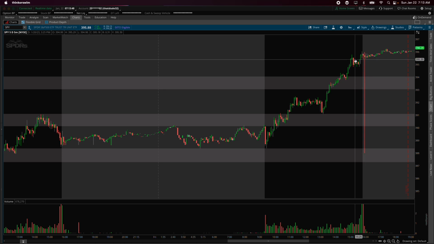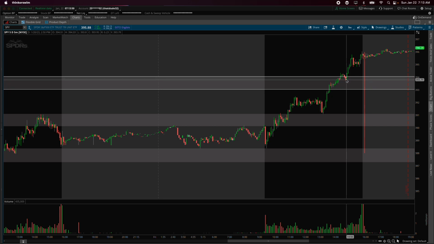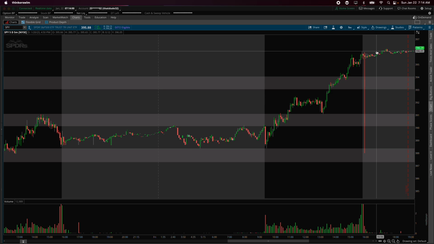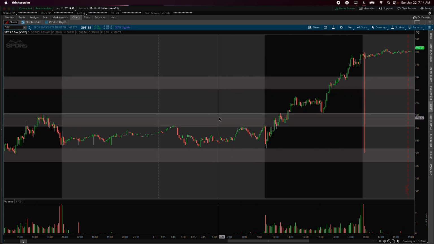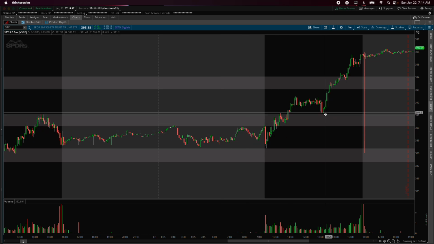Those are zero dates, but even if you're trading next day expiration, this would still be probably about 200, 250%. So that's how I use my zones, how I draw them, and how I actually use them intraday.